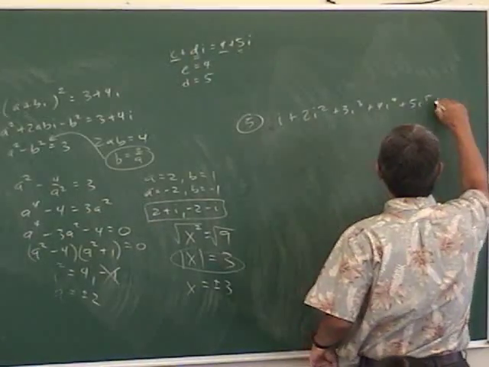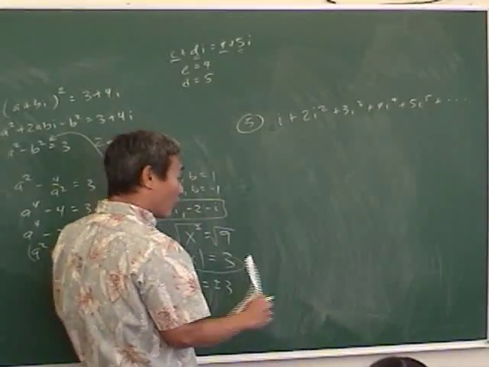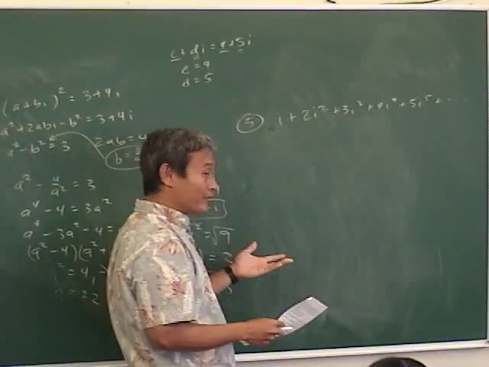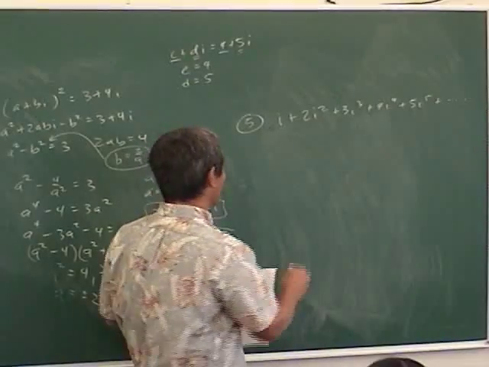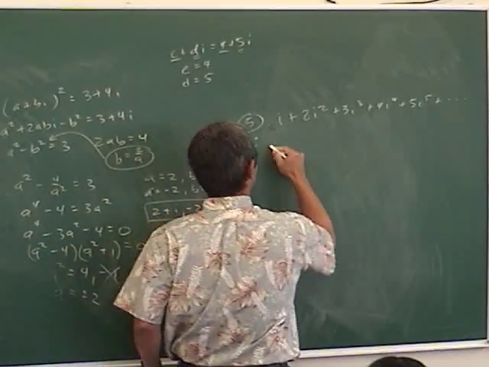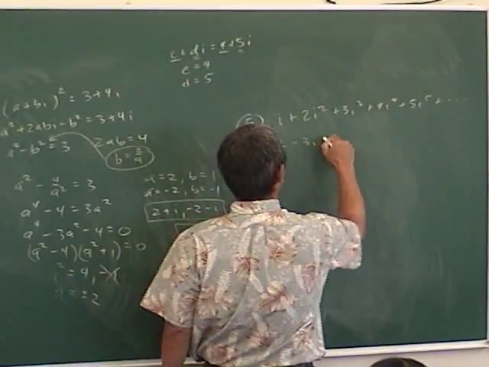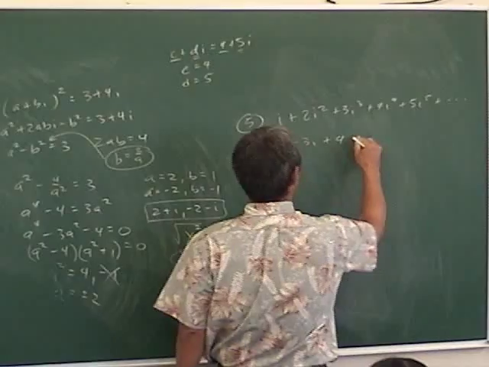You look for a pattern. But in order to see a pattern, you actually have to write out a few terms here. So I'll do the first one: i. Okay, simplify the next one. And then minus 3i. Then plus 4. Plus 5i.